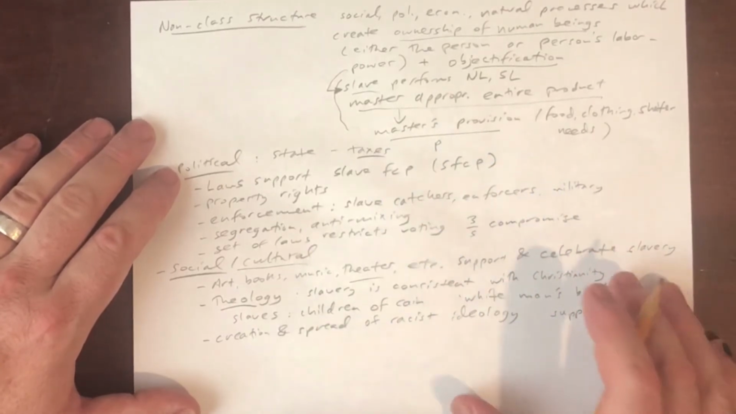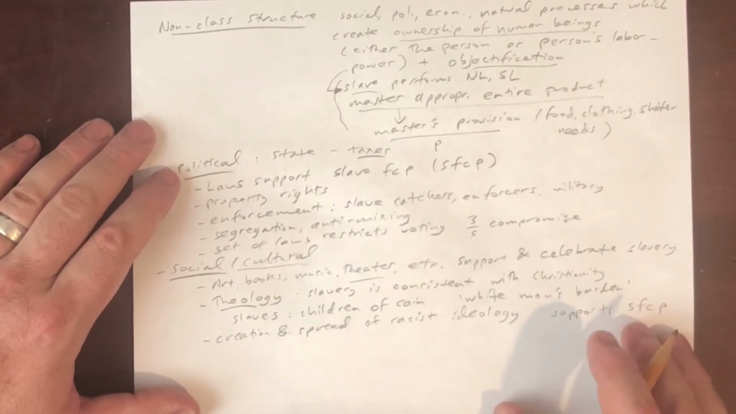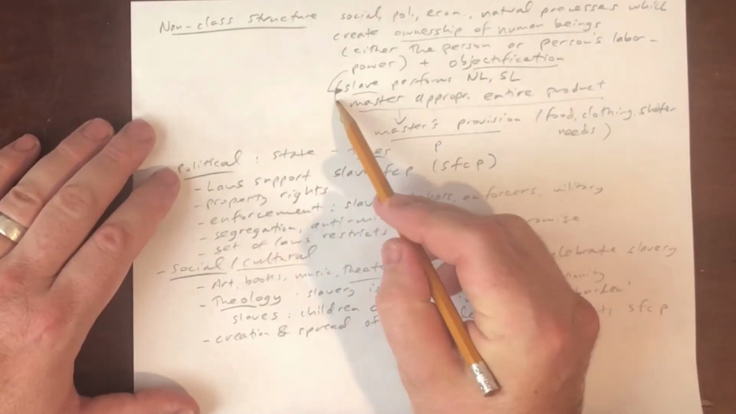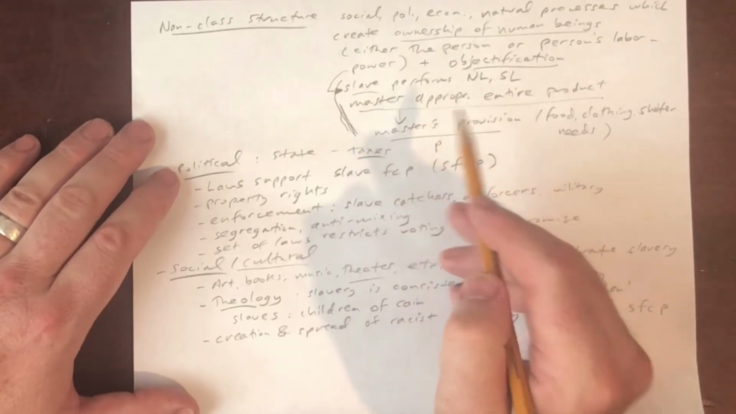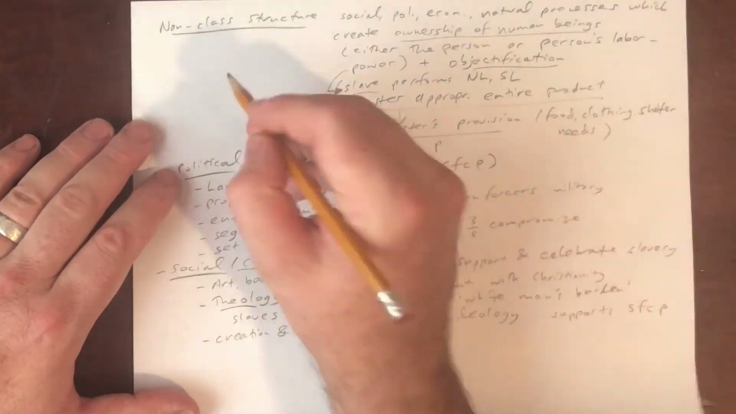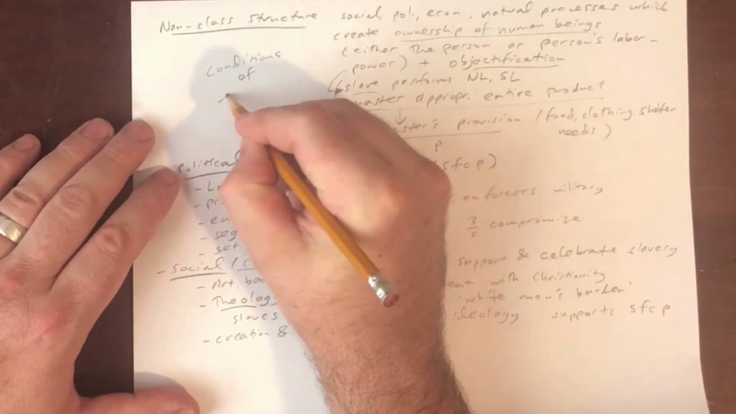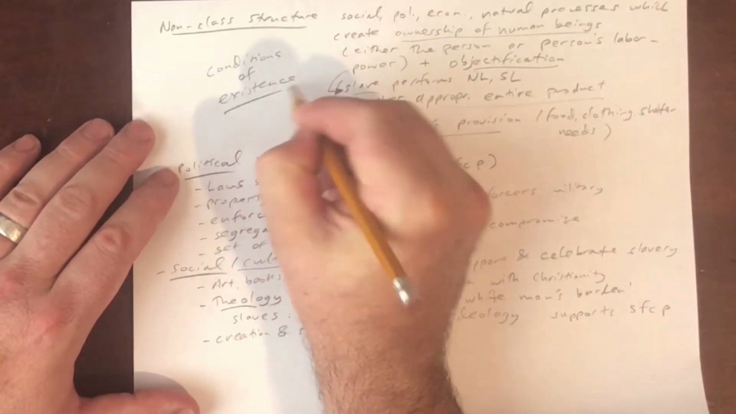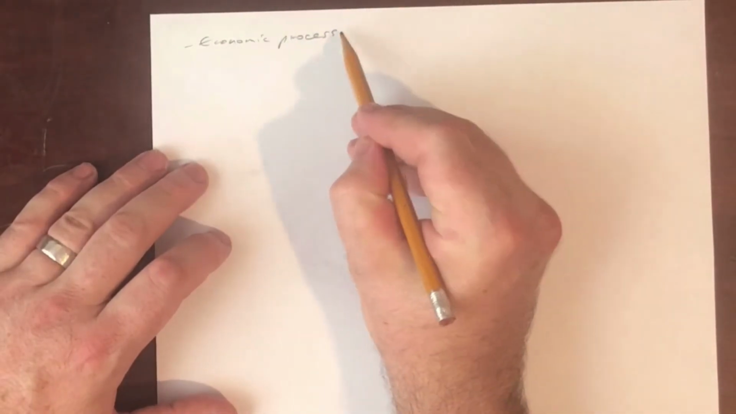But the point is, we're talking about things which support the institution of slavery but are not themselves directly related to the production and appropriation of surplus. They are the conditions of existence for that. So that's why this whole phrase non-class process is used, the conditions of existence for the slave fundamental class process. Okay, so we can look at economic processes.